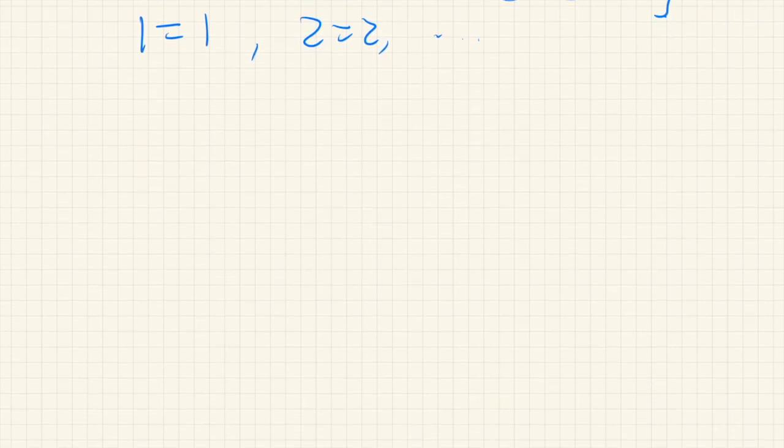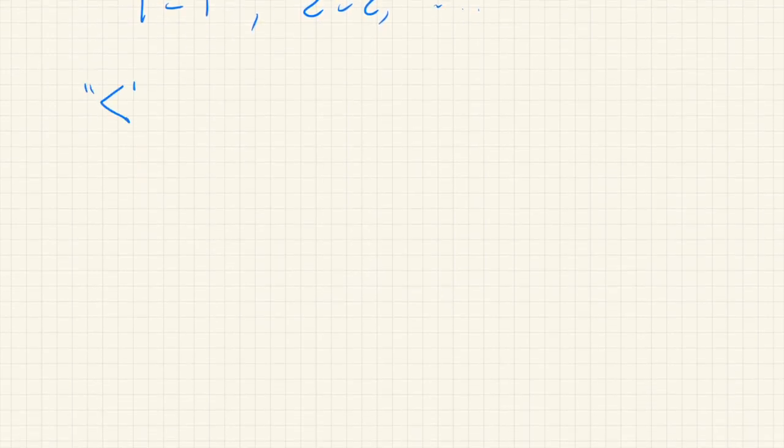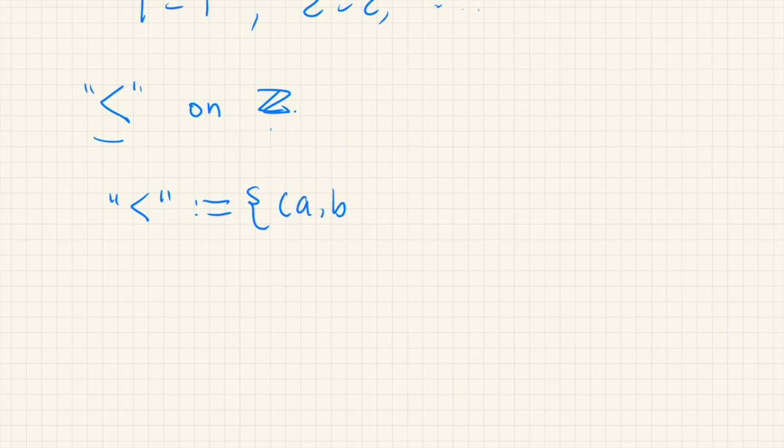Okay, let's see another example: the less than relation on the set of integers. How do we define this? It must be a subset of the Cartesian product of integers with itself. So this is a subset definition: a set of pairs where each element is an integer such that A is less than B, right?